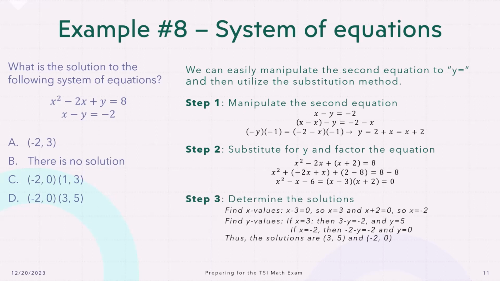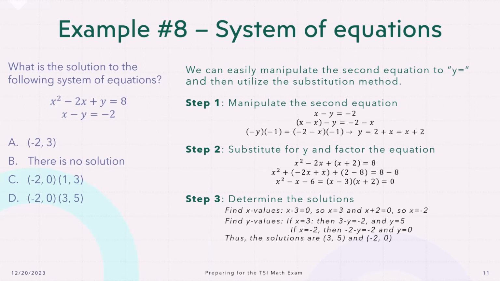So next we need to determine the solutions. First we find the x values using the two terms x minus 3 and x plus 2, and we set each one of those equal to 0. So if x minus 3 is equal to 0, then x is equal to 3, and if x plus 2 is equal to 0, then x is equal to minus 2.